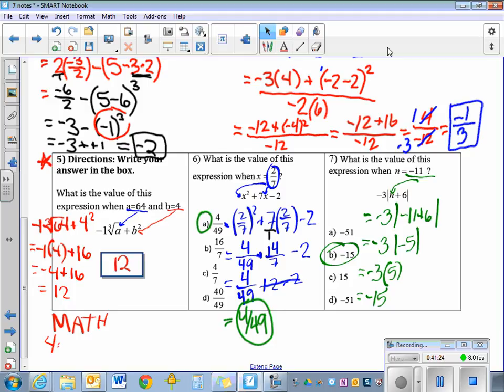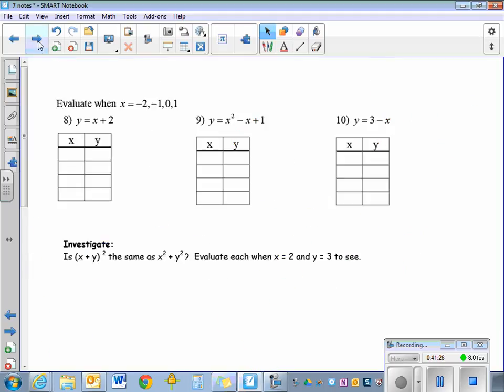Alright, we're eyeing the clock. We're making it, guys. One last page. So 8, 9, and 10, it's still evaluate. It's just another way of setting it up.